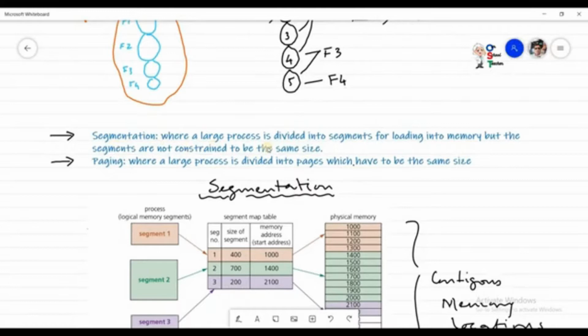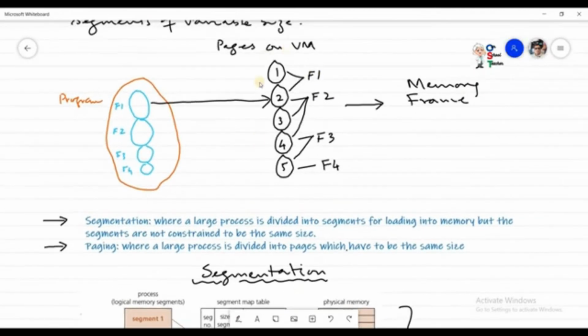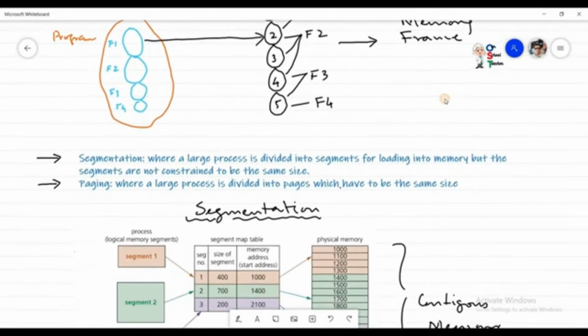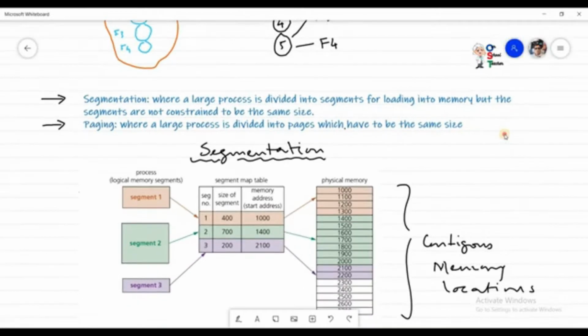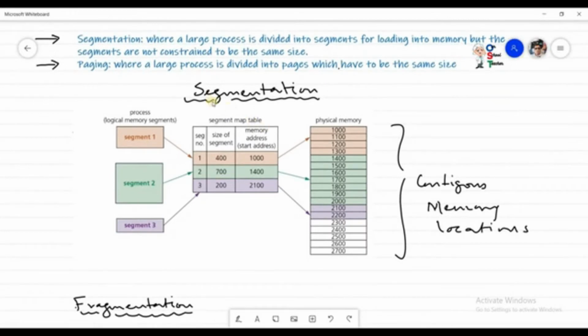Segmentation is where a large process is divided into segments for loading into memory, but the segments are not constrained to be the same size. Here the pages are of the same size, but in case of segments, quite possibly segments are of variable size. In paging, what is happening? A large process is divided into pages which have to be the same size, as we have seen in the previous example.